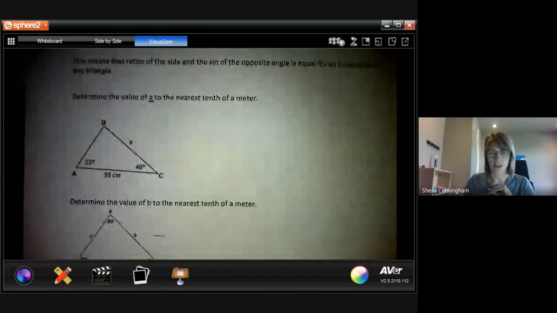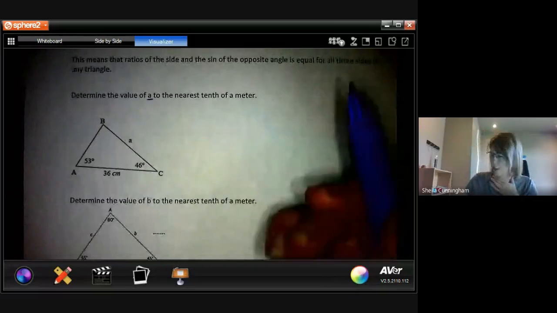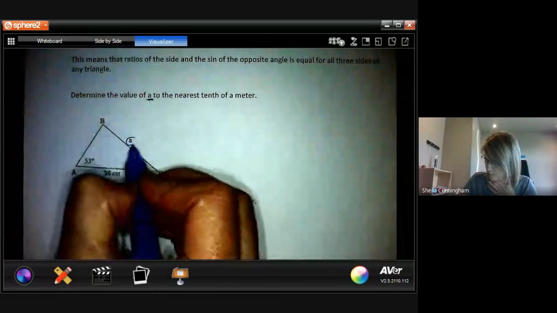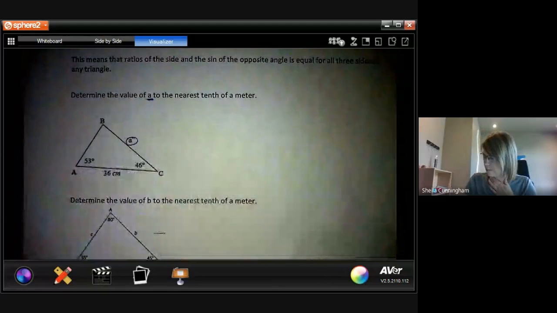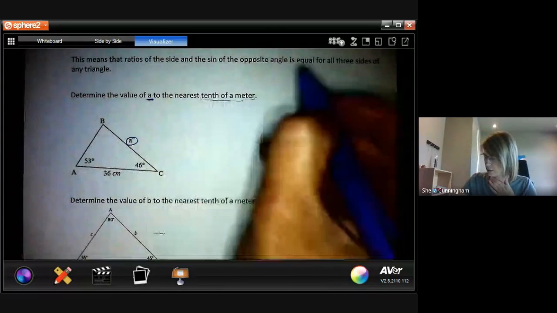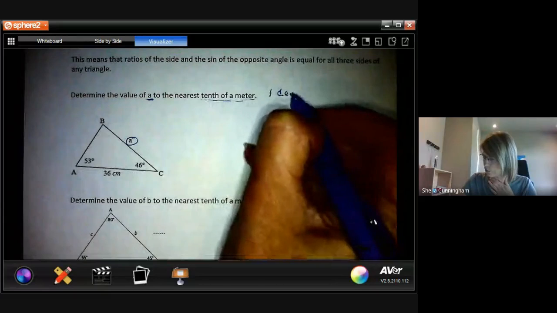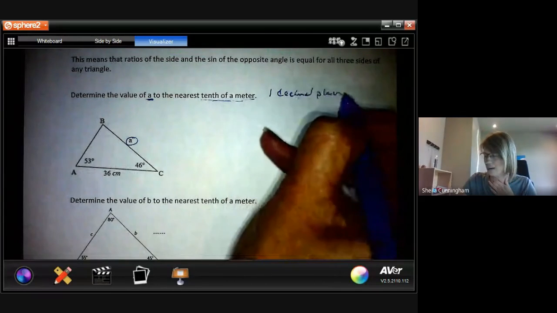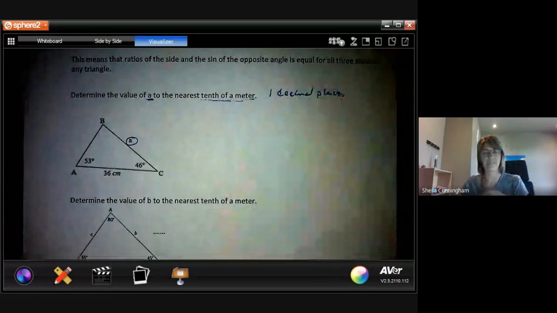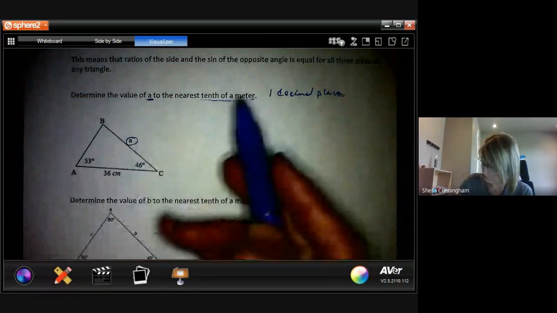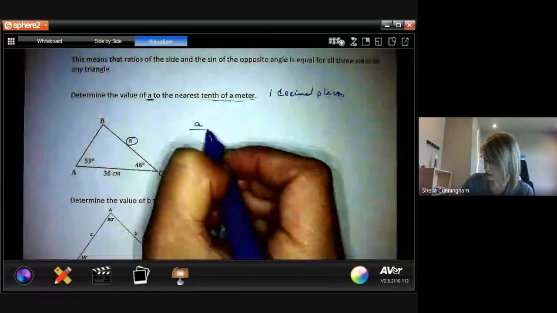So in the first question, it says that we need to determine the value of a, that's a little a, so that's this a over here. And we're going to find it to the nearest tenth of a meter. That's essentially one decimal place, so we know in the end, whatever answer we get, we have to have it to one decimal place. So in this case, I'm looking for a. That's what I'm trying to find.